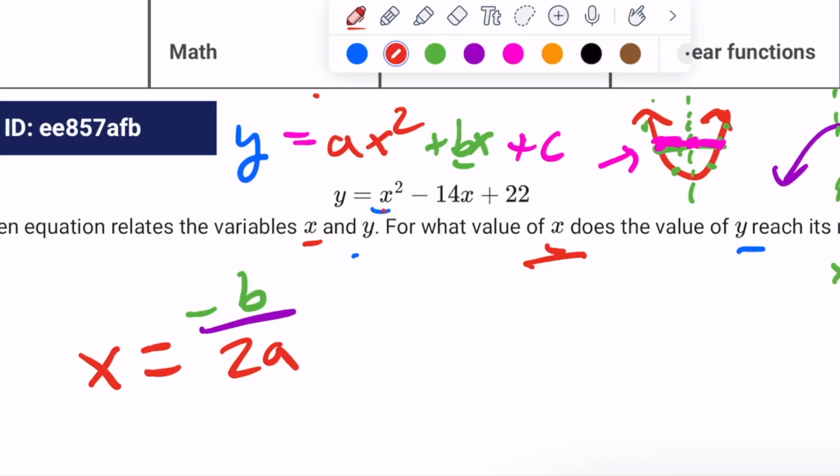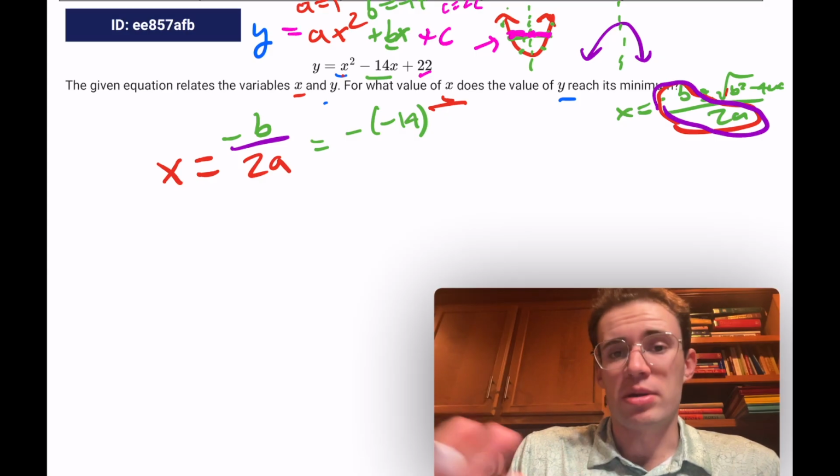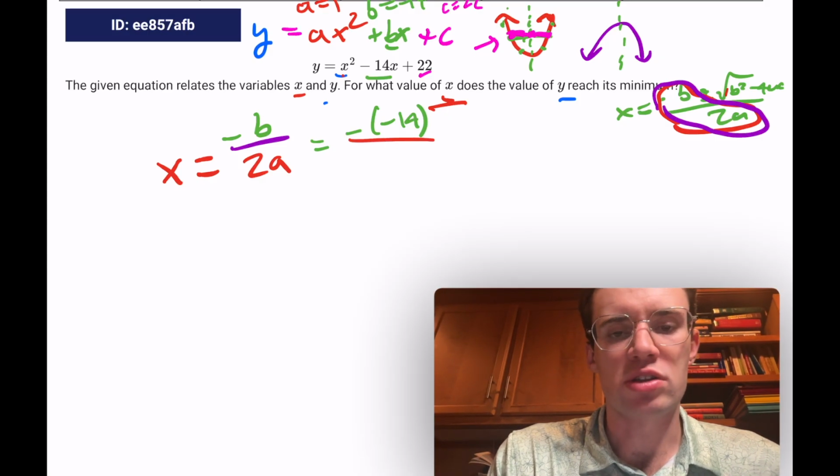As we said for this problem, the a value will be 1. The b value will be the coefficient in front of the x term, which in this case is negative 14. So b equals negative 14. C we don't actually need for finding the axis of symmetry, but c would be 22. That's just the constant value here. So if we plug in our b value, that would be x equals negative 14. And I'm putting that in parentheses. When you plug something in, it's a good habit to put it in parentheses so that if there's something you have to distribute, you'll remember to distribute, but it doesn't really matter so much here.